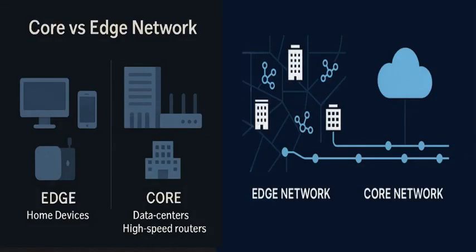Think of the edge network as the point where your phone or laptop connects to the internet. The core network, on the other hand, lies at the heart of the internet, connecting ISPs, servers, and data centers at high speeds using optical fiber and advanced routers.